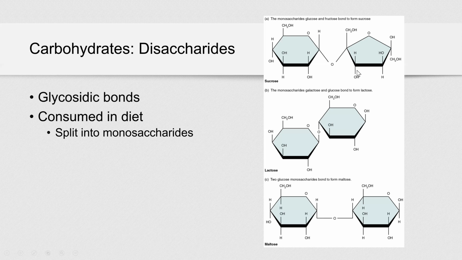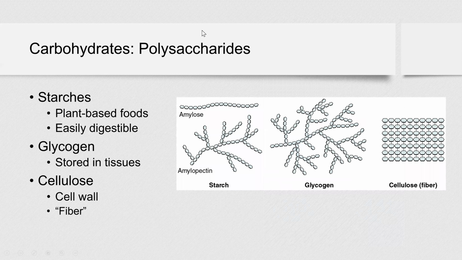Formation of this dimer, it's not even a polymer, it's a dimer. So when we attach 2 simple sugars together, we form a disaccharide. And when we consume them in a diet, we split them back into monosaccharides. Well, what's going to happen if we link together more than 2 sugars? If we link together 3, 5, 100, 200 sugars, then we form a polysaccharide.